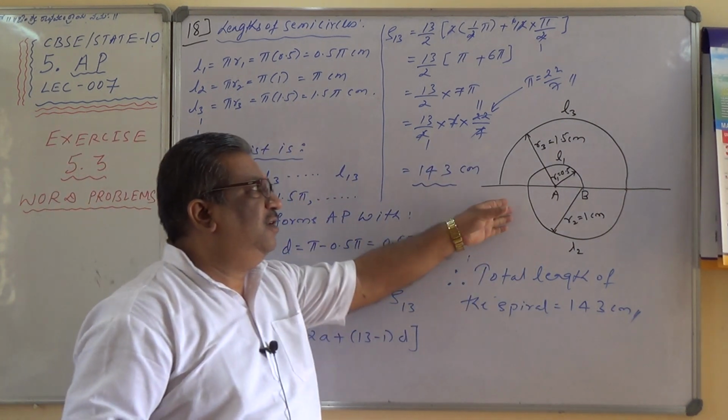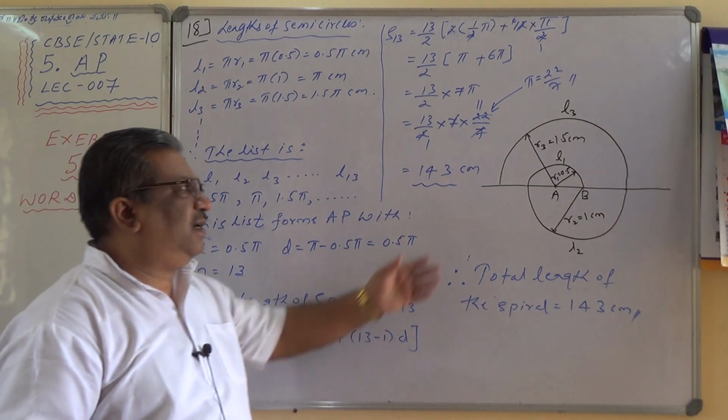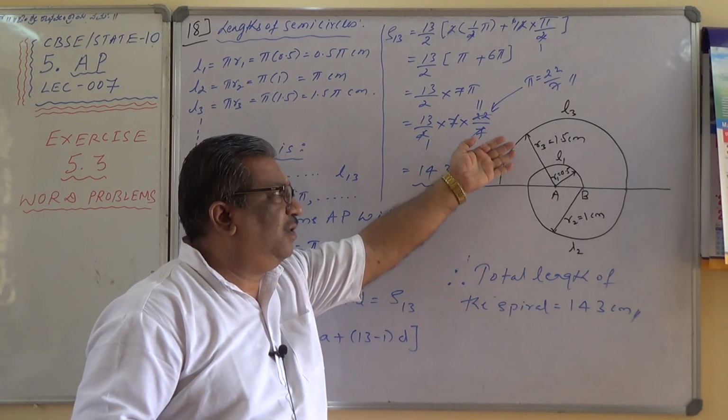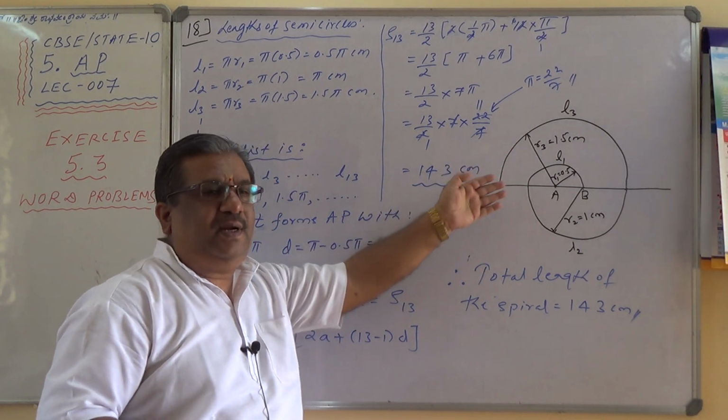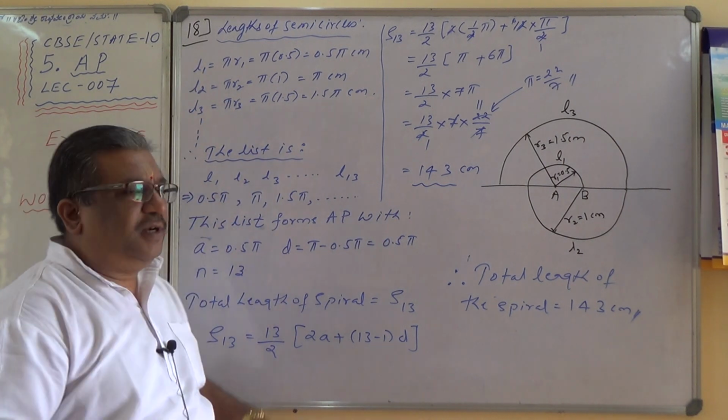How to draw this you must know, but in exams you need not draw the diagram once again. If you draw the diagram, it is better to show R1, R2, R3, L1, L2, L3. Directly you can take L1 equals pi R1, L2 equals pi R2, like this. Note it down.